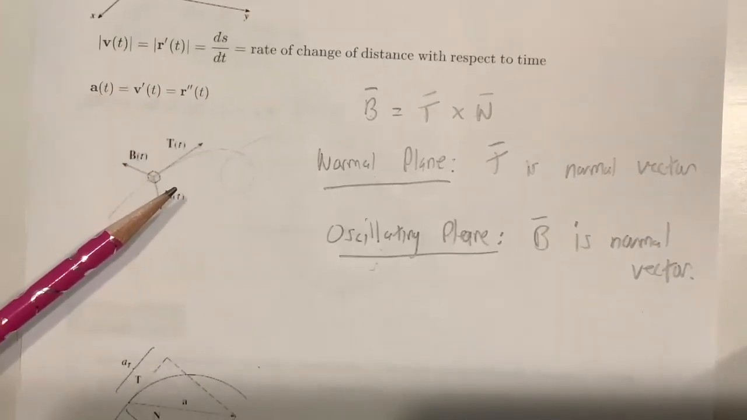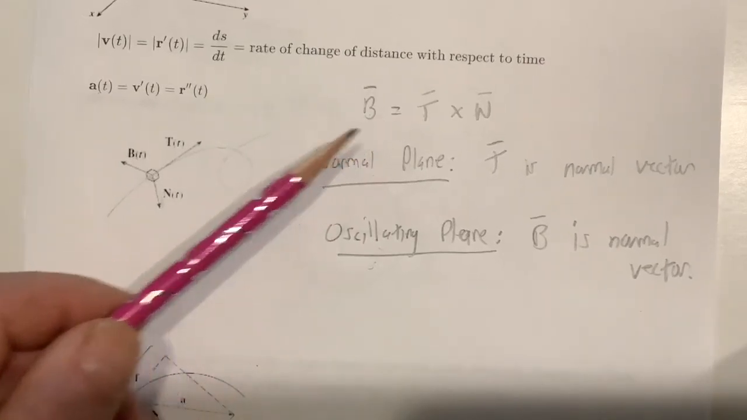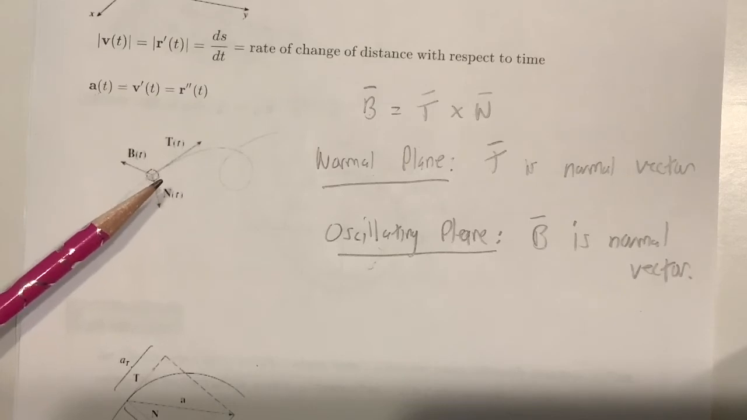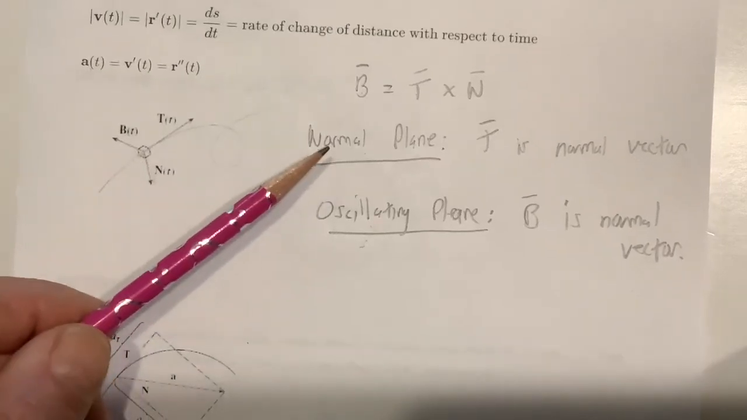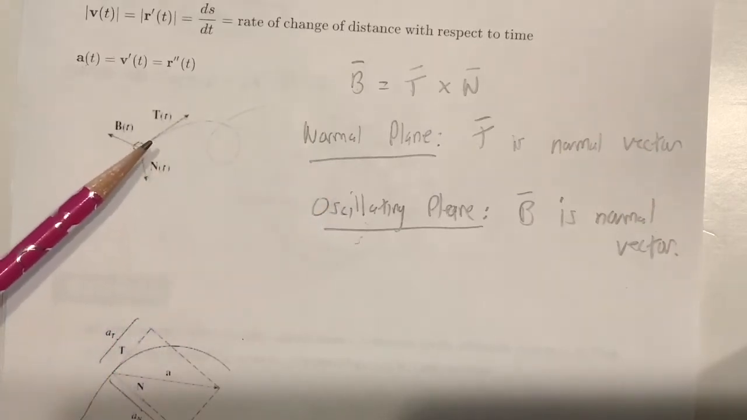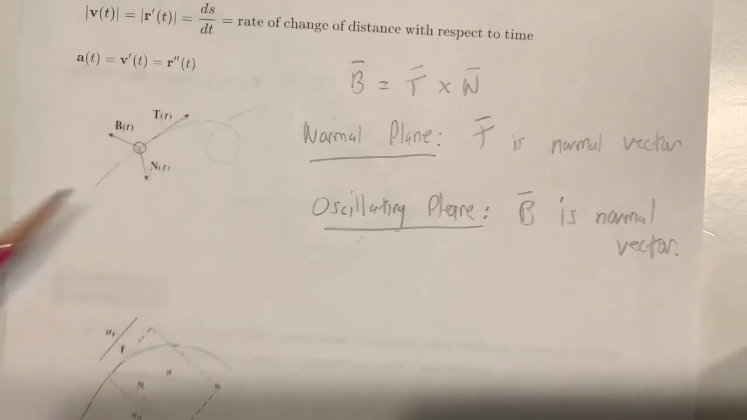We also talked about the binormal vector. The binormal vector is T crossed with N. And we talked about the normal plane. The normal plane is easier to find than the osculating plane, because for the normal plane, T is your normal vector, but for the osculating plane, you'd have to use B for your normal vector.